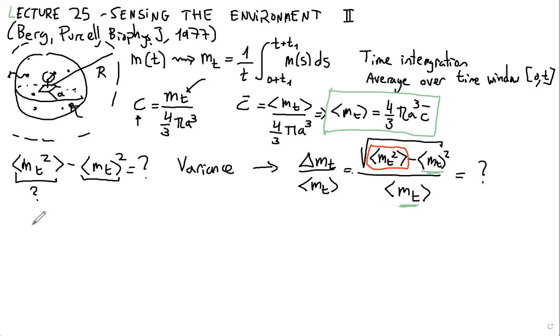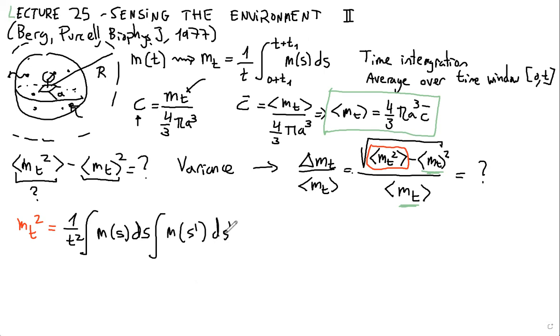So the average of m_t squared: remember, I gave you that trick, multiply with s and s prime. So m_t squared is equal to 1 over t squared, and then be careful here, we will do it in this way: m_s ds, m_s prime ds prime. This is the object that I'm interested in calculating.